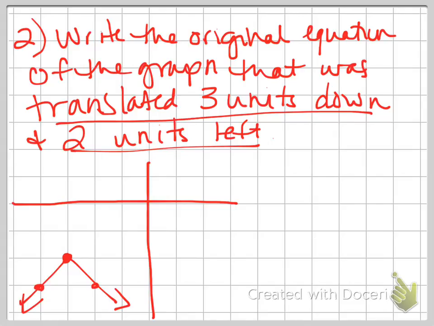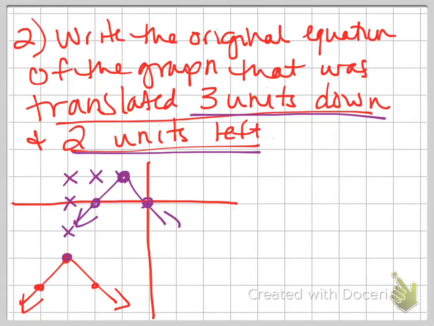So now I need to find the original. Okay, so I have to go opposite. It was translated 3 units down. That means this vertex I need to move 3 units up. 1, 2, 3 units up. And then instead of 2 units left, it needs to go 2 units right. 1, 2. So here is where my original was. And you can always double check by making sure that if you went 3 units down and 2 units left, you get to my red one that I have here, the new one.